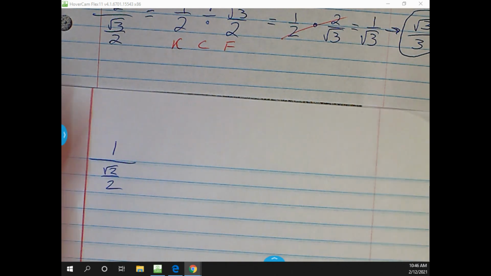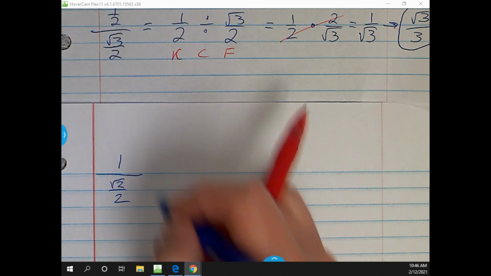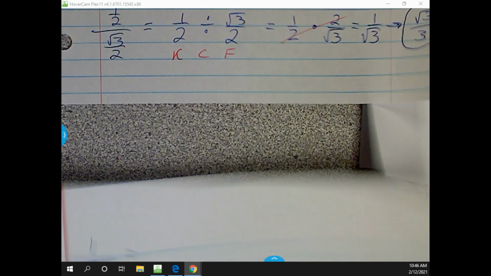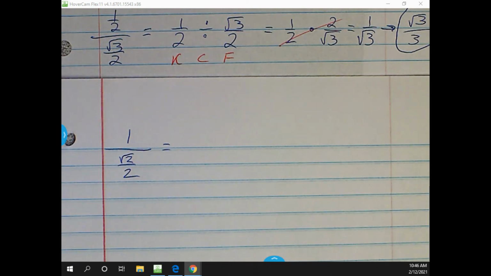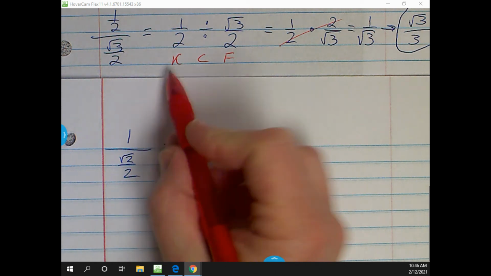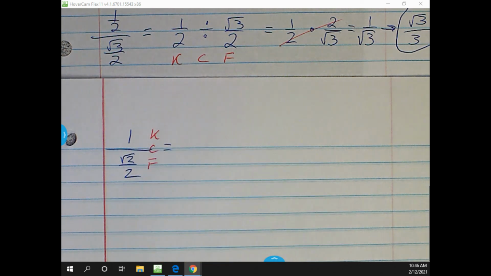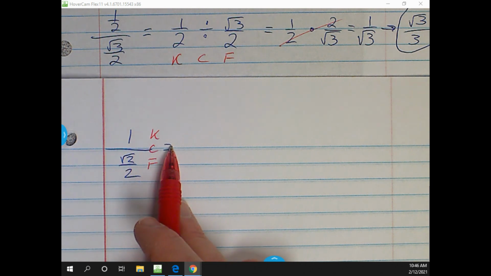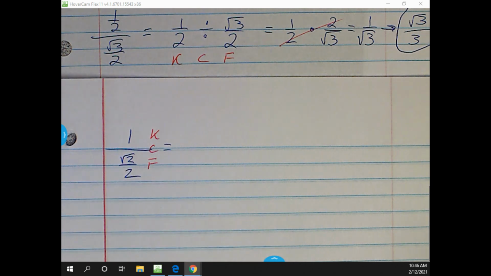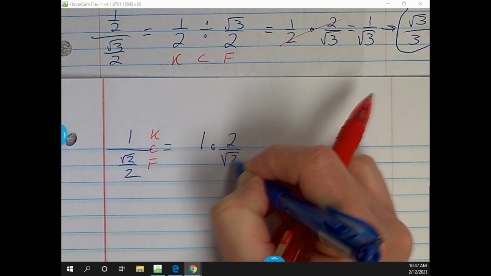All right, so let's say we've got 1 over the square root of 2 over 2. And we'll do basically the same thing. Now, if you want to, when we start doing some of these in a little bit, we'll do something to save steps. Instead of writing it out like this, you can also just go straight ahead and do keep it, change it, flip it, just like that. So you'll keep the top number the same, change the big division bar to multiplication, and then we'll flip the bottom number we've got here. So that will give us 1 times 2 over the square root of 2.